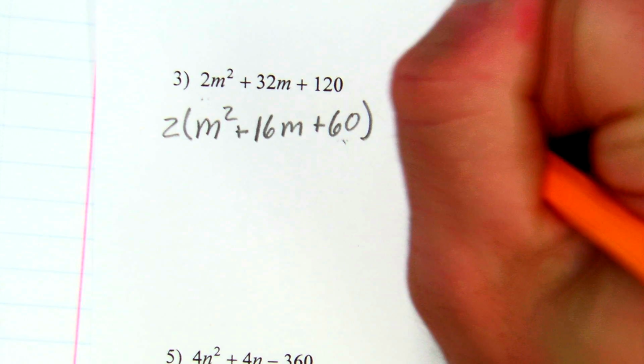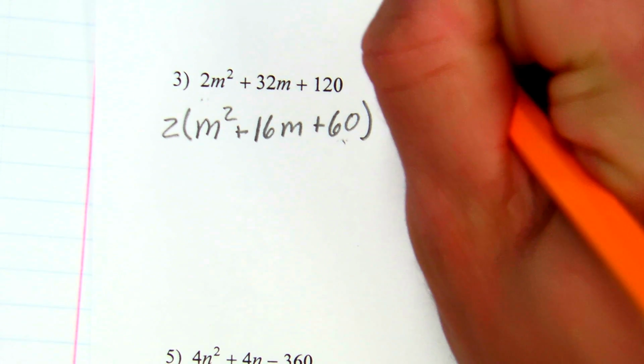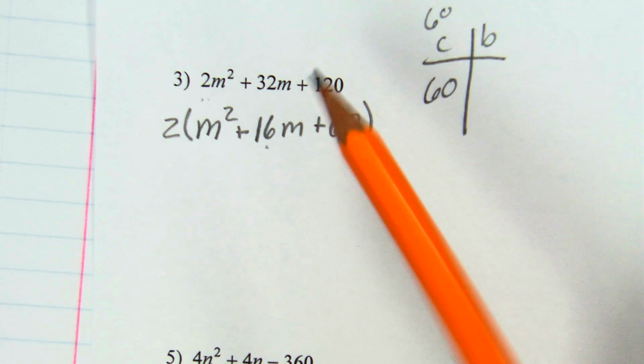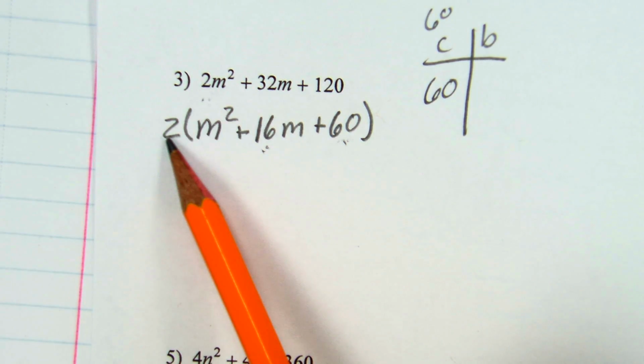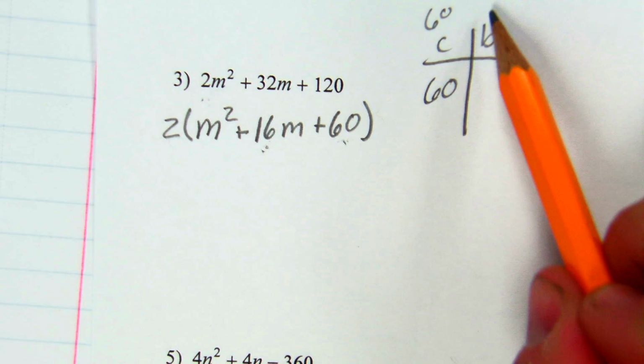So I'm going to look at the factors of 60 now. That's my c term. My c term is 60, and my b term, I'm looking at 16. Sorry, I'm getting my hands in the way. I'm looking at 16. I don't care about this anymore. This has been factored out. That's been divided. So this is my acting b term, if you want to think of it that way.